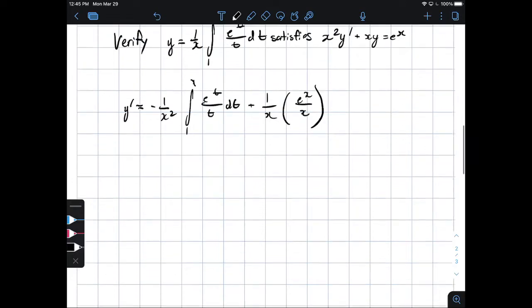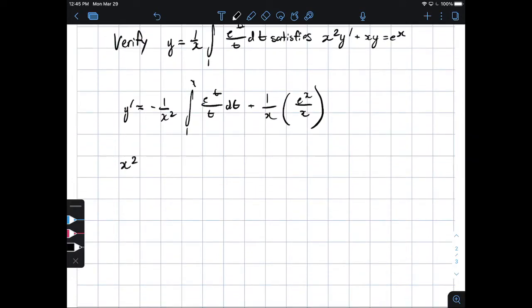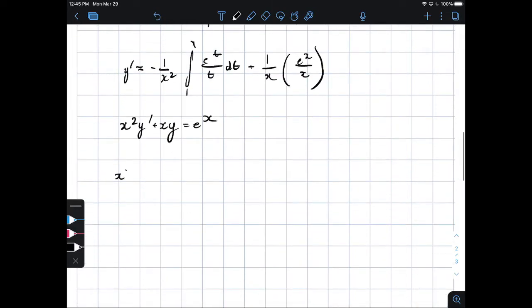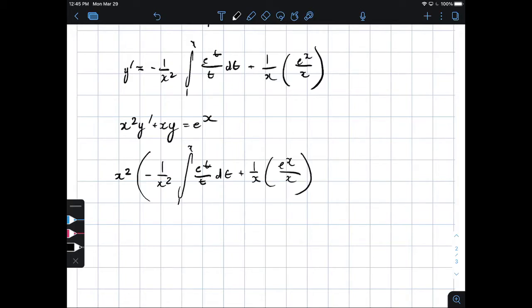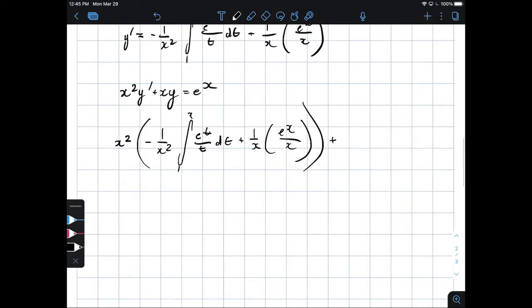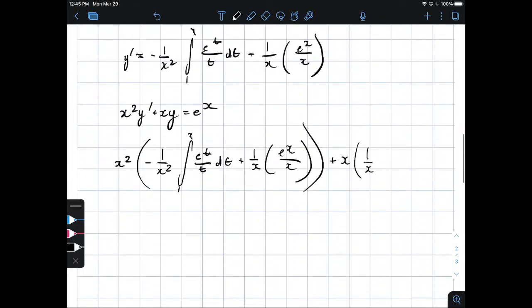Now, since we know what y prime is, we're going to substitute these values in. So we're just going to rewrite the equation here. e to the x, and then we're going to substitute things in. So x squared, and then we have negative 1 over x squared, integral from 1 to x, e to the t over t dt, plus 1 over x, e to the x, x. Okay. Minus x times y, and we need to plug in our values for y, which is 1 over x, integral from 1 to x, e to the t over t dt equals x, e to the x.